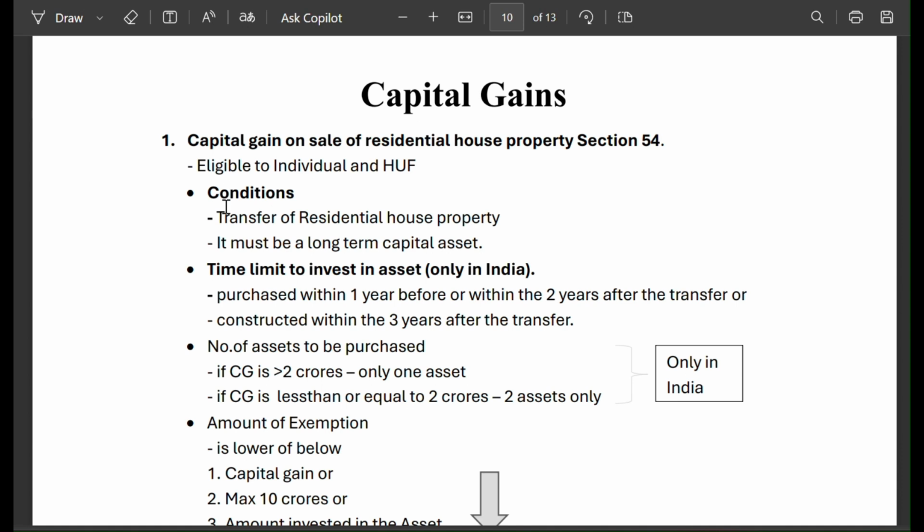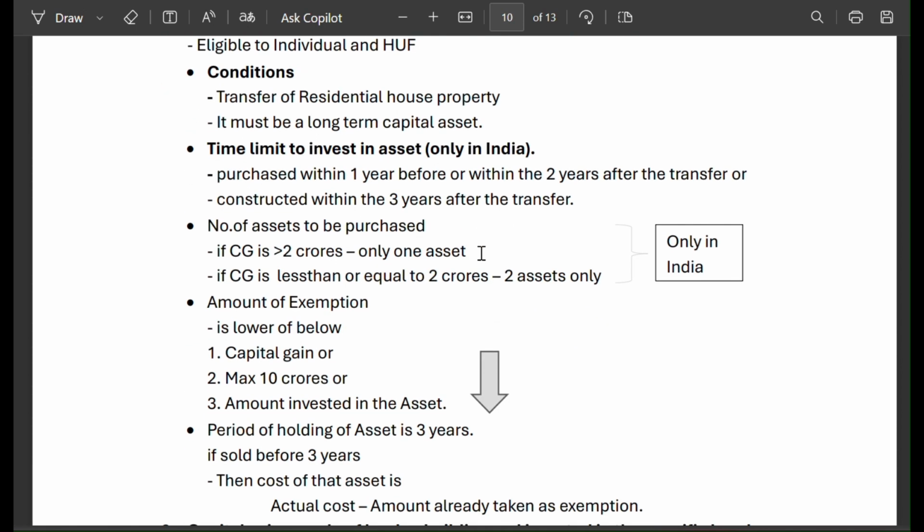The condition is, first you should transfer the residential house property, and it must be a long term capital asset. So if you are selling a short term capital asset, then there is no exemption under this section 54. Exemption is available only when you invest in another asset. Mainly the government gives the exemption when you invest the amount of the sale in another asset.